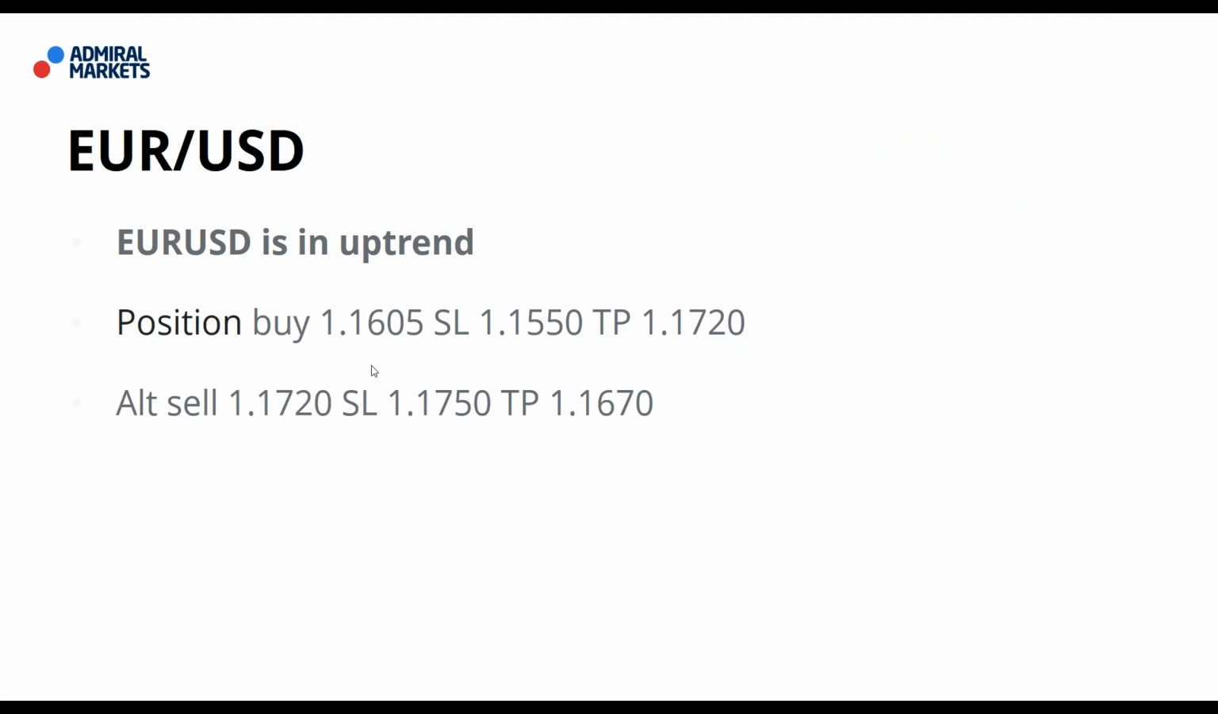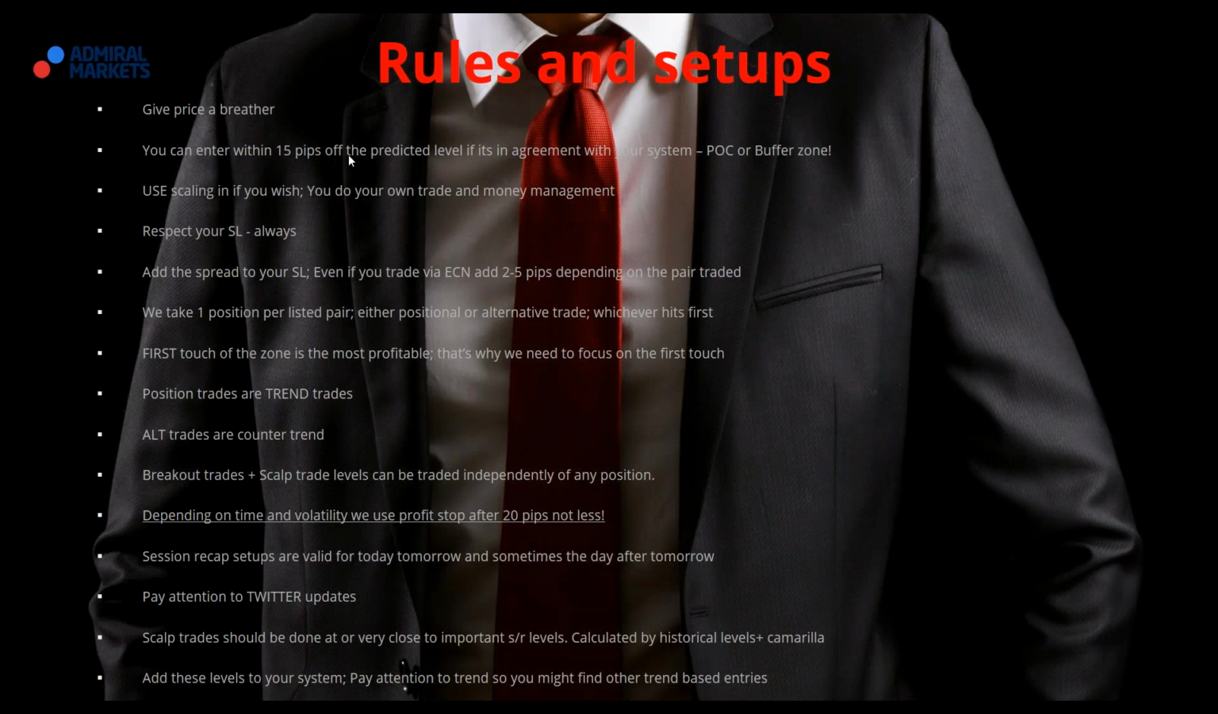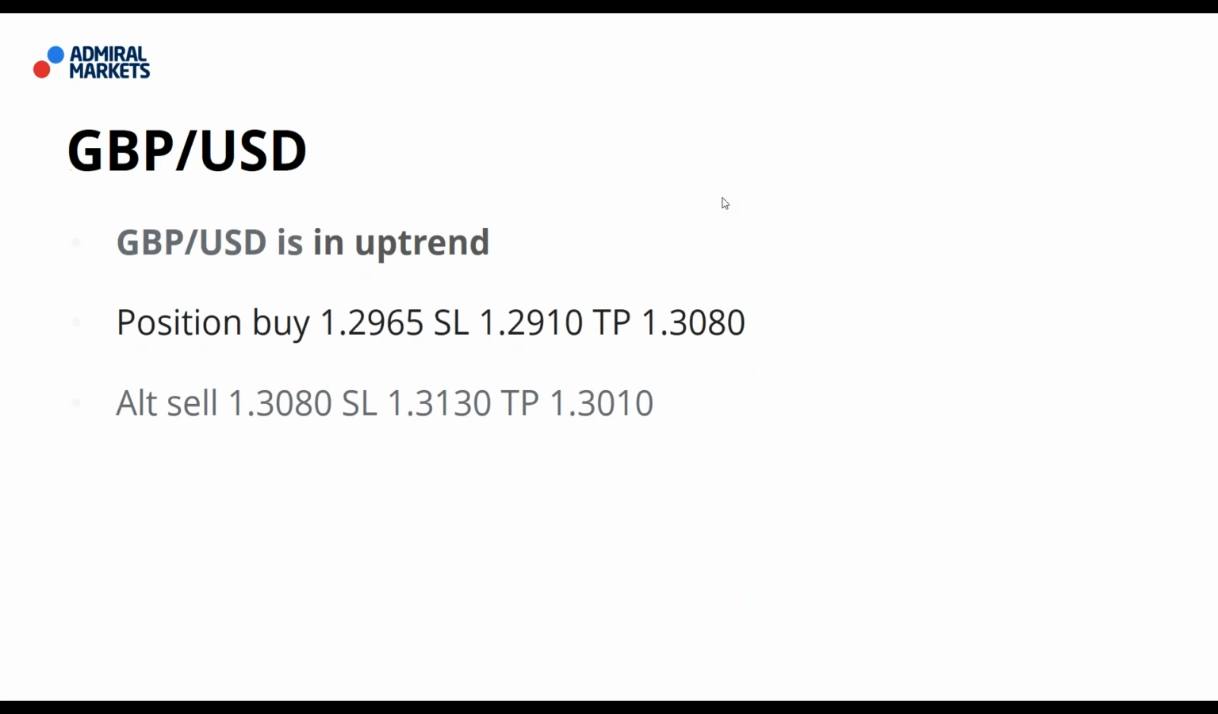Whatever trade we get into, the first one we will trade, and the first one I think will be a buy position. So have in mind, because I see a lot of new people here, this is important. Okay, so 15 pip buffer, take it, 15 pip buffer, but don't move your stop loss. Pound dollar is in uptrend, 29.65, stop loss 29.10, 30.80 TP. Sell is 30.80, 31.30 is stop loss, 30.10 is target.